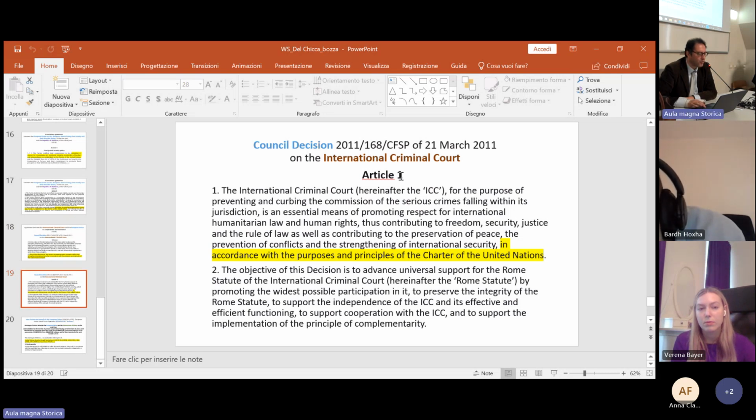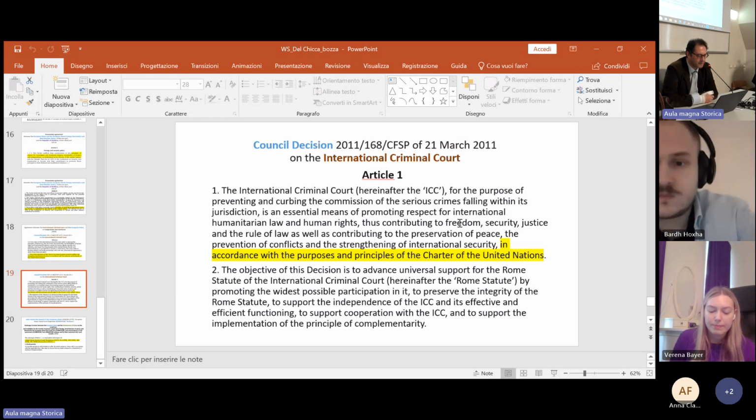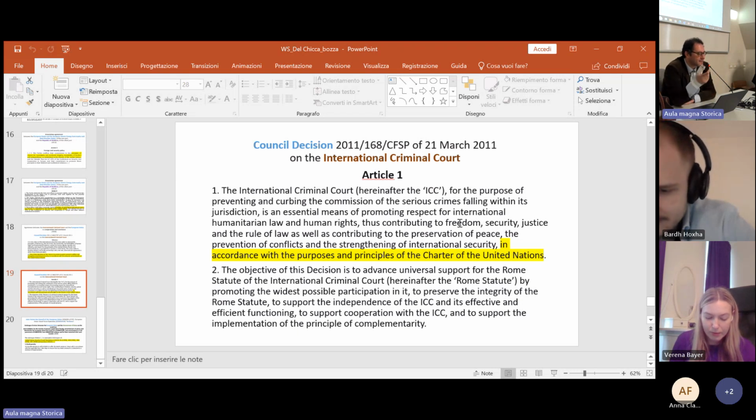And in Article 1, once again, we may find that all of this is made in accordance with the purposes and principles of the Charter of the United Nations. Okay, that's an example of an agreement between two international organizations, the European Union and another international organization, for the purposes of one of the principles of the Charter, justice.